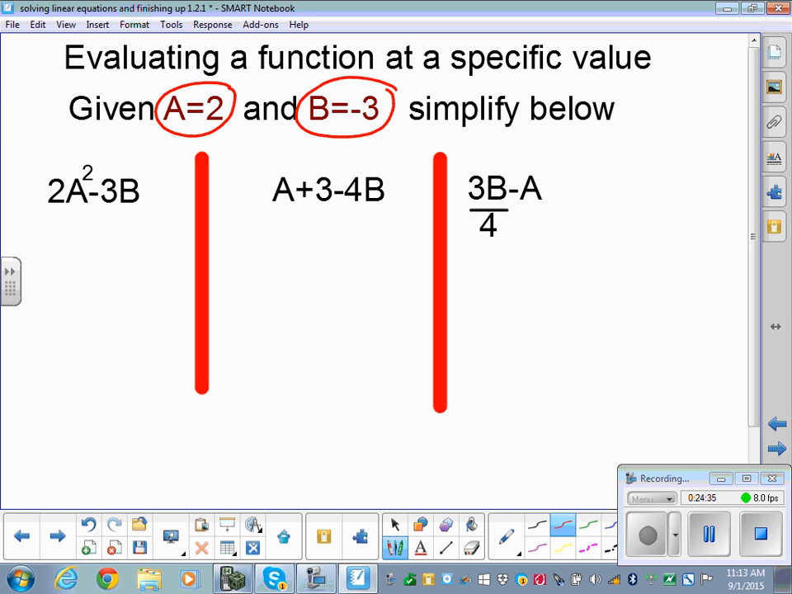So we're substituting in, instead of an a, what we were given for a. So this is going to be 2 times, you have to use parentheses, guys, 2 times 2 squared. Does everybody see how I substituted that in? Minus 3 times b. b is negative 3. You have to use parentheses.